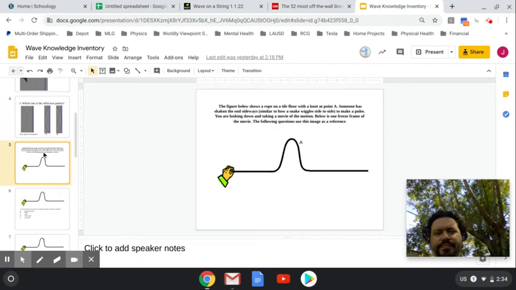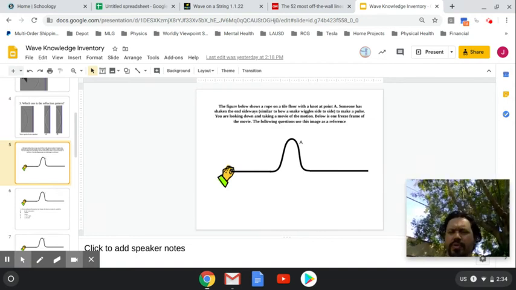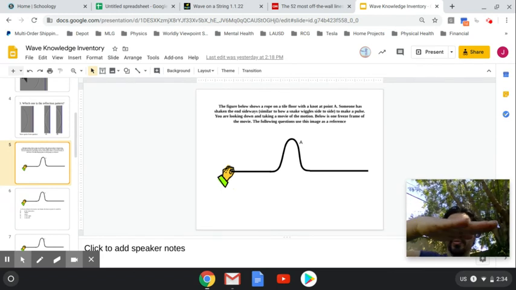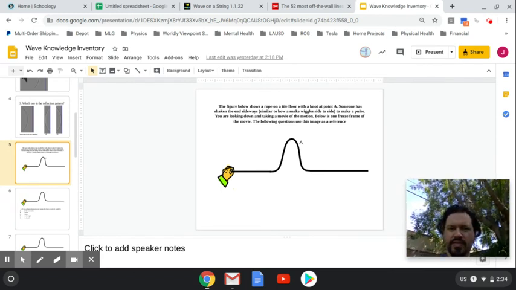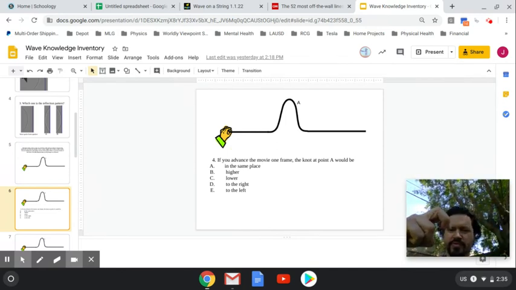Next, I asked you to think about whipping a rope. So this would be like a horizontal movement. And so the next question is, if you advance one frame, so basically this little wave is moving, and that's backwards for your view. The wave is moving this way, and you go one frame. Where is this knot going to go?